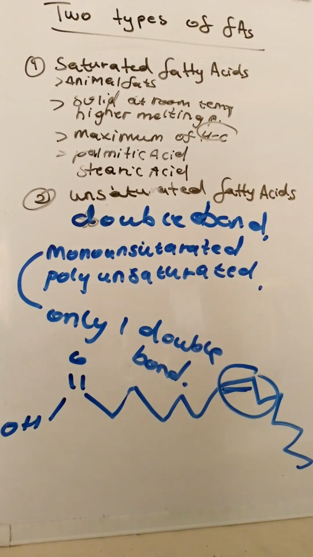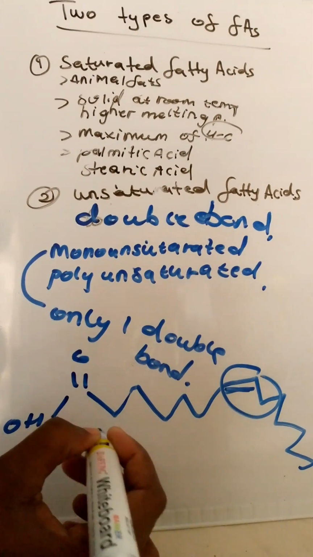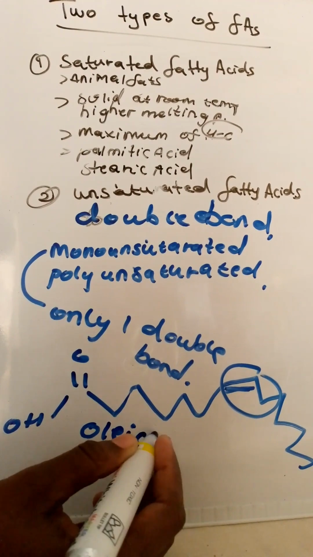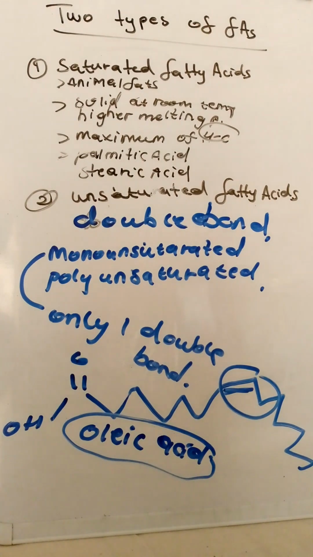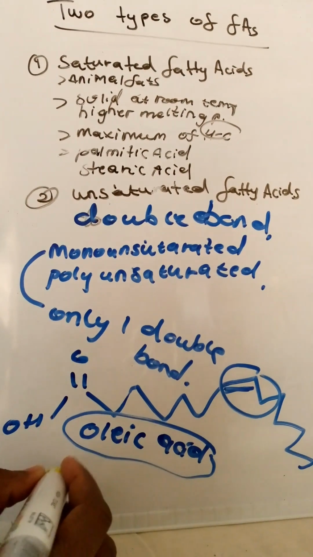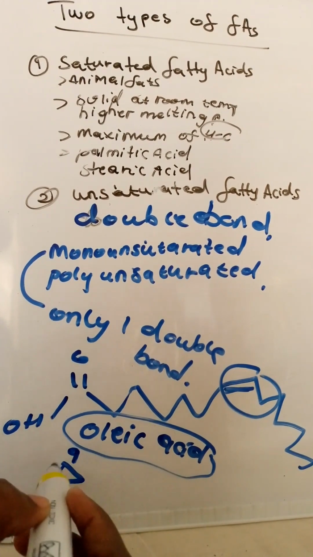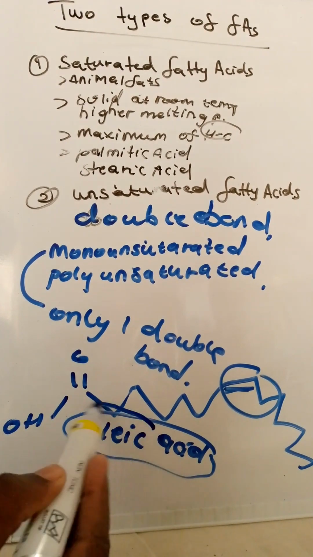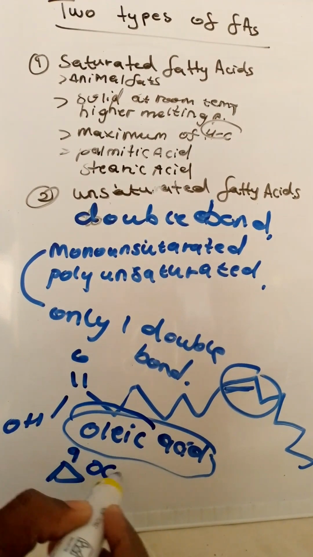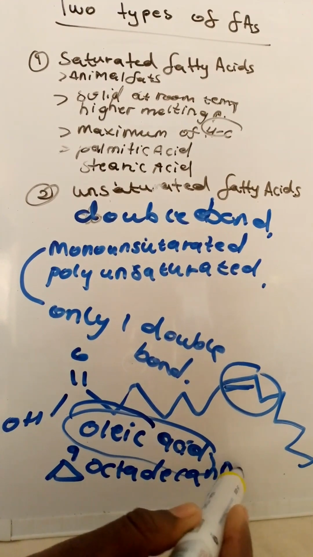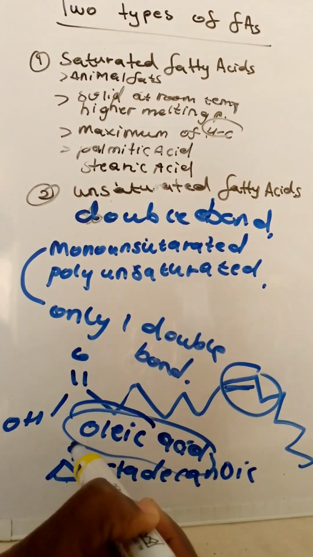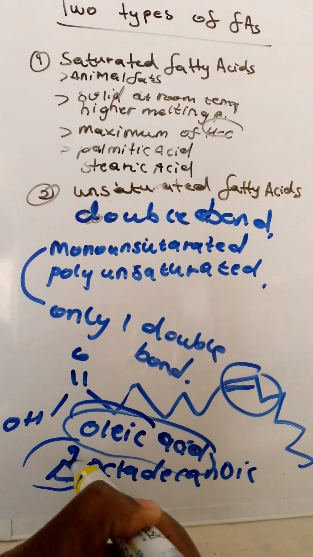And the main example of this monounsaturated fatty acid is oleic acid. Oleic acid is an 18 carbon molecule that has a double bond on carbon number 9, right? Remember that an 18 carbon molecule is known as octadecanoic acid. So this consists of a double bond at carbon number 9.